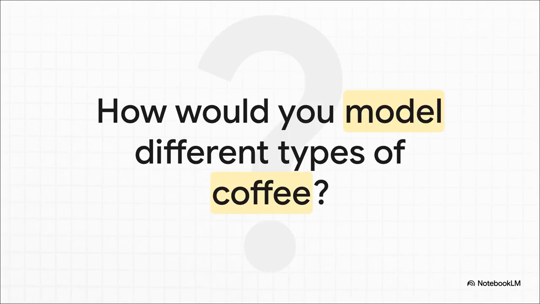So let's just pretend for a second. Imagine you're building the software for a brand new coffee shop. The very first question you have to tackle is this one. How are you going to represent all the different coffee orders a customer could possibly make? It sounds simple, right? But as you're about to see, it gets complicated fast.